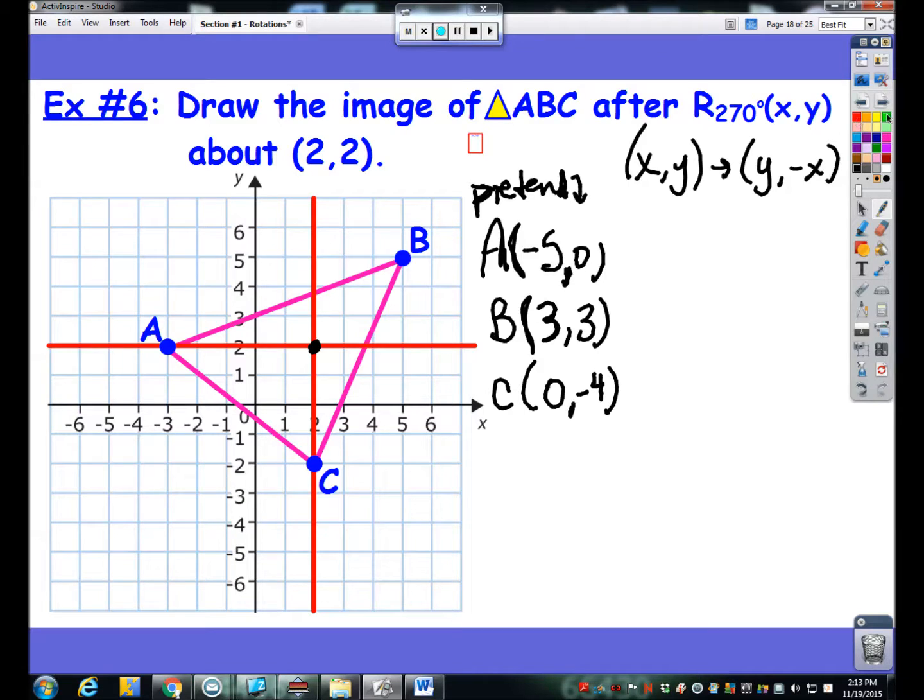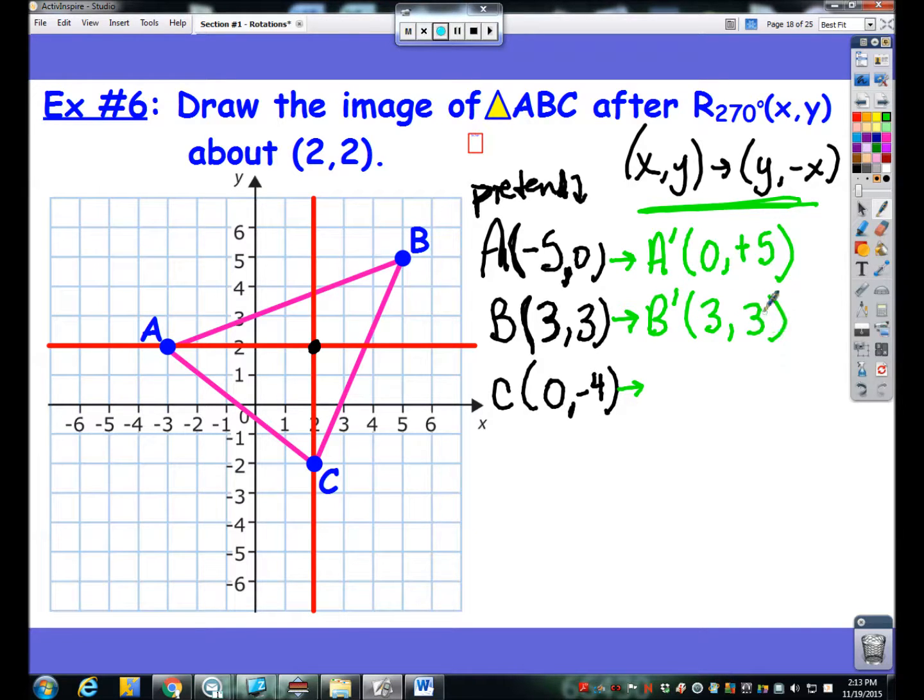Now, since these are the pretend coordinates, and we are pretending like they came from 0, 0, then we can use our rule here. We can switch the position of x and y and just switch the sign on the old x as the new y. So then A prime would be located, if I switch my coordinates and then switch the sign, at 0, positive 5. B prime, if I flip 3, 3, it's still 3, 3, but I need to make the second coordinate negative, so 3, negative 3. And C prime, if I flip around my coordinates, that'll be negative 4, 0. Make the 0 negative, but 0 can't really be negative.